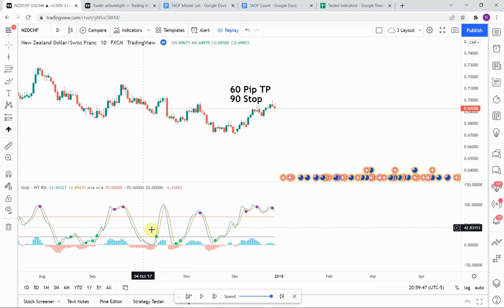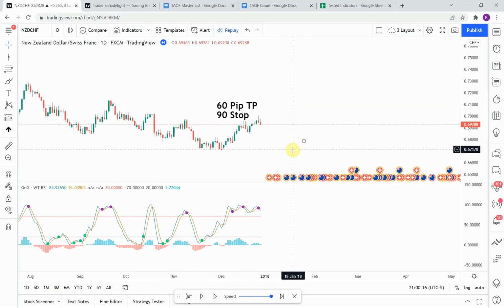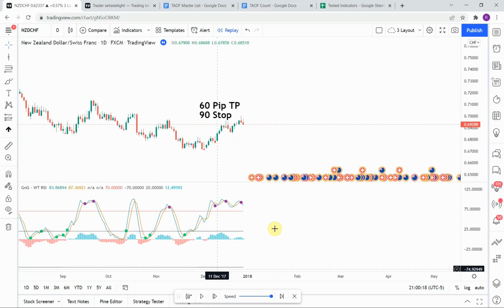Now on the reverse side, we look for the RSI to dip down below into the oversold area, below this black line, and then we look for it to give us a green dot. Once it gives us a green dot, we then wait for the wave trend to give us one of these light blue bars to appear, and once we get that, that would be a signal to go long. So that's what we're looking for. Let's go ahead and get on with the testing and see what we can get out of this.